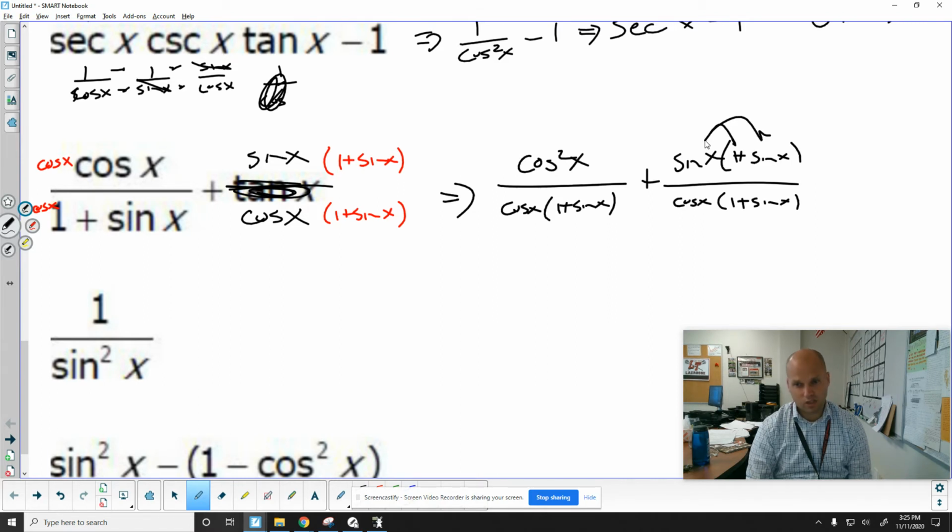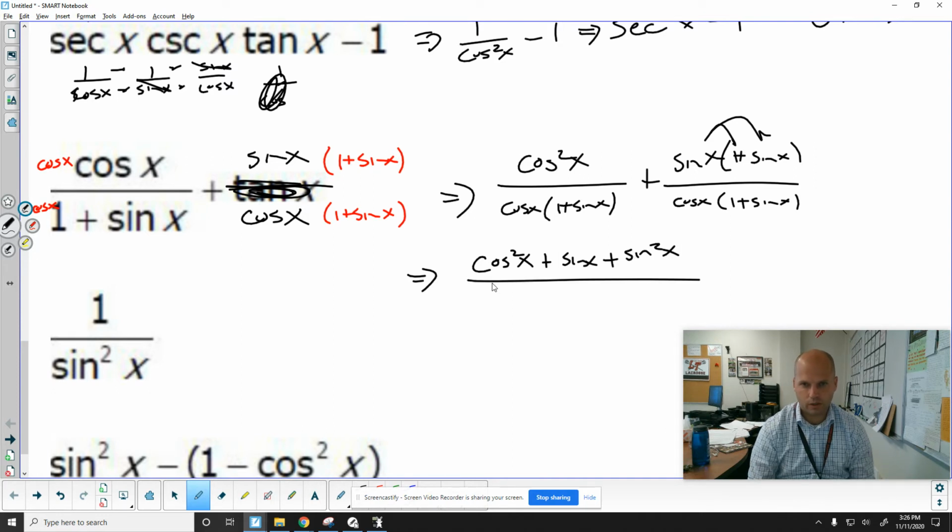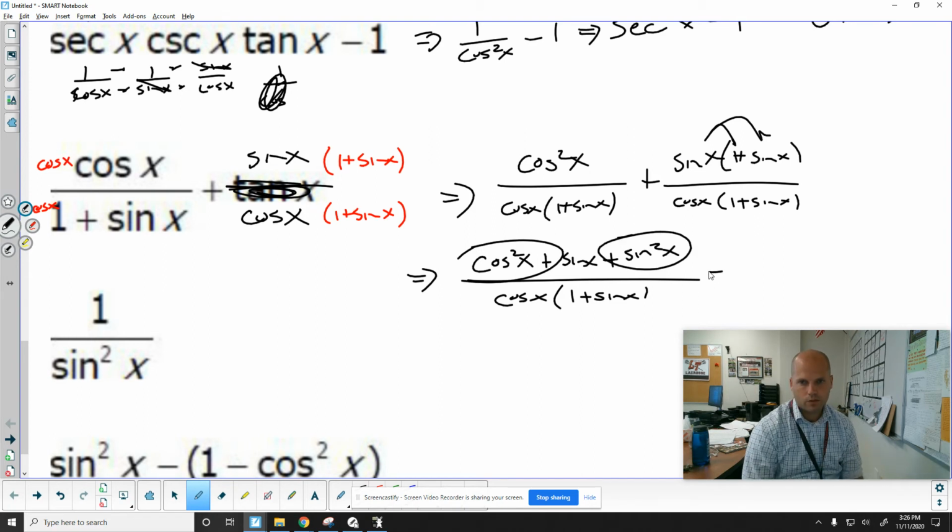I can distribute the sine. I'm going to do that. That gives me, I'll go right here, and I can also add everything together. Cosine squared x plus sine squared x over the common denominator of cosine x, 1 plus sine x. Now cosine squared plus sine squared right here. Cosine squared plus sine squared, that's 1. So this turns into 1 plus sine x in the numerator. The denominator, it's cos x, 1 plus sine x.